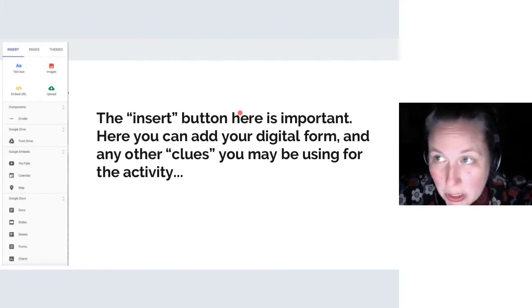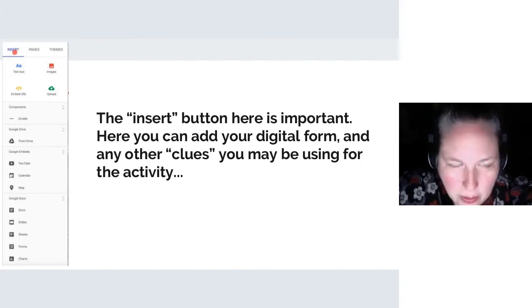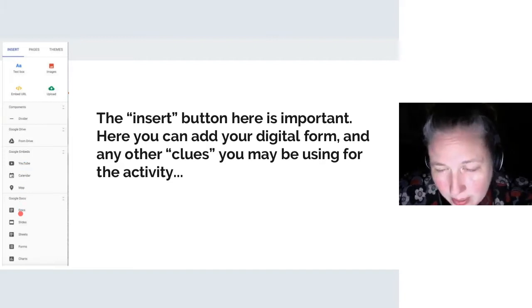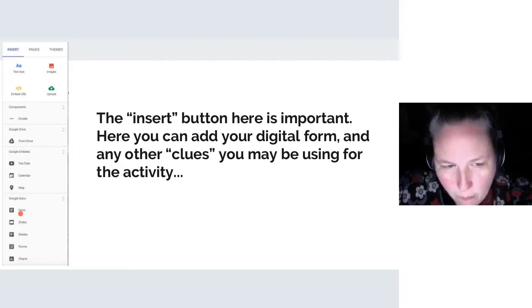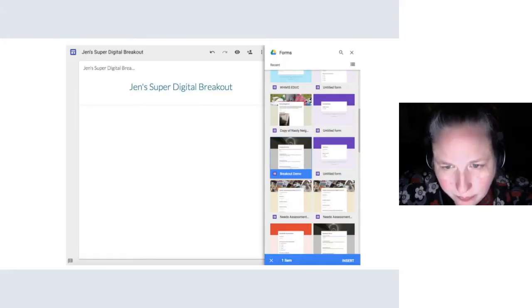All right, the insert button on Google Site, that's how you're going to get your Google Forms into your Google Site. So that's the first thing that you would see on Google Site, insert, and you can insert documents, and that's what I did. So the example I gave you had my document inserted on the right, and then on the left, that's where my form was inserted right beside it.